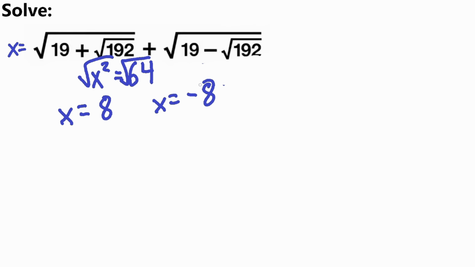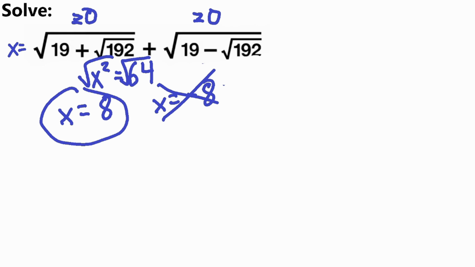So let's notice on our original equation, we have a square root of something plus a square root of something. How the square root of something will always be greater than or equal to 0. X equals negative 8 is not one of our answers. So our final answer is x equals 8, and this is our whole thing simplified. It all just equals to 8.